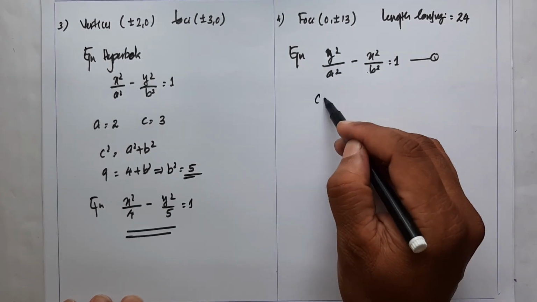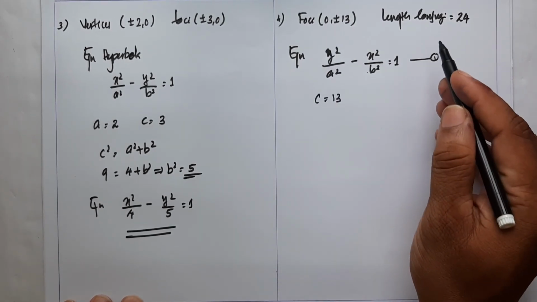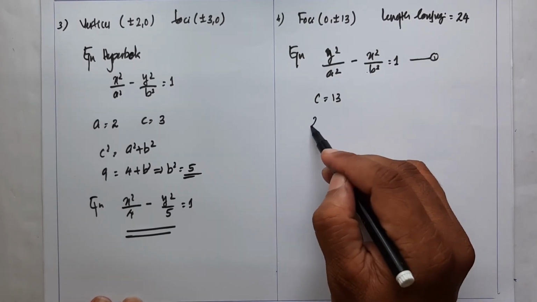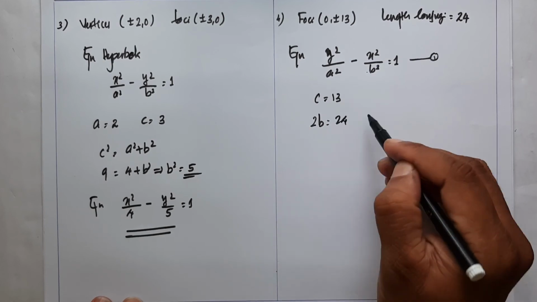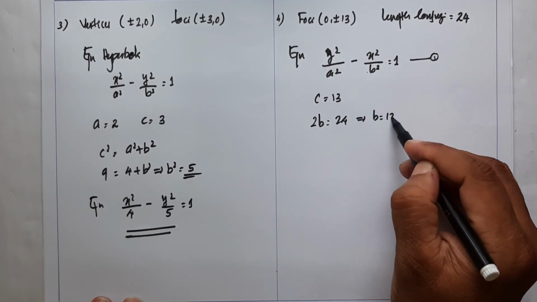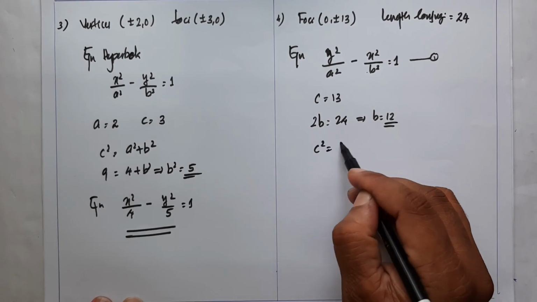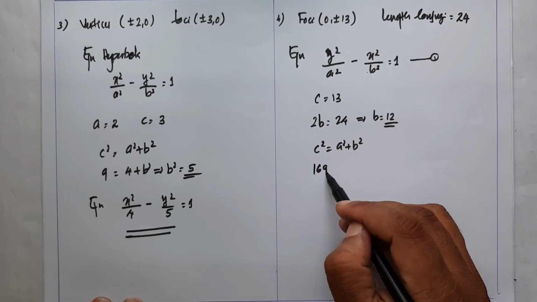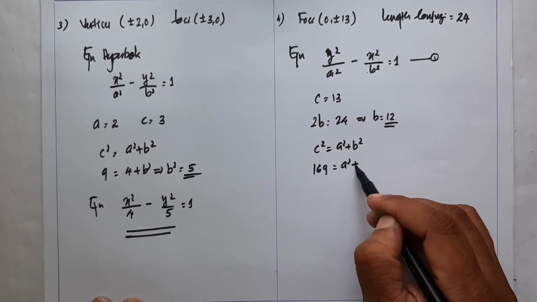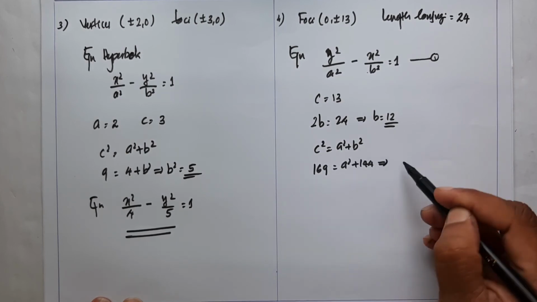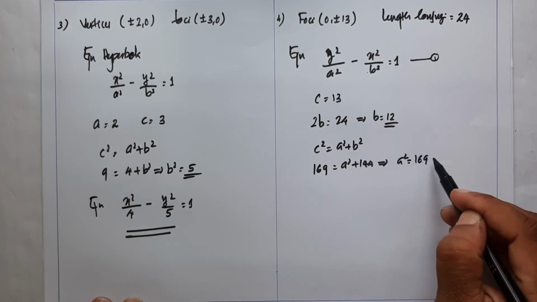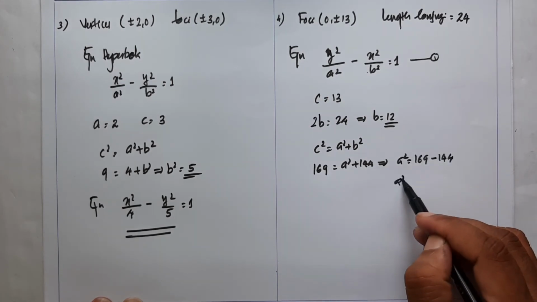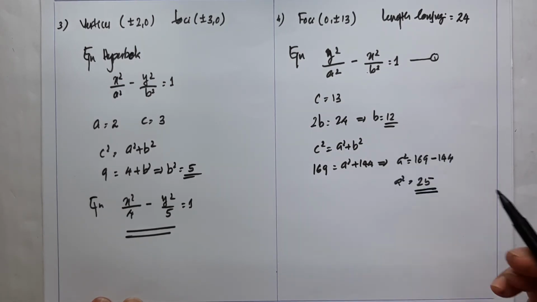Now foci, that is c, is equal to 13 as given. Length of the transverse axis is 2a and length of the conjugate axis is 2b. Here 2b is equal to 24, that implies b is equal to 12. Now use the relation c square equal to a square plus b square. C is 13, that is 169 is equal to a square plus 144. That implies a square is equal to 169 minus 144, that is a square is equal to 25.